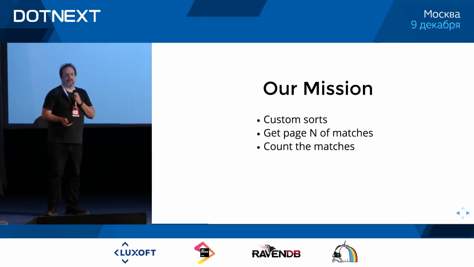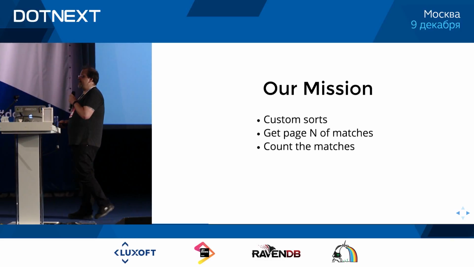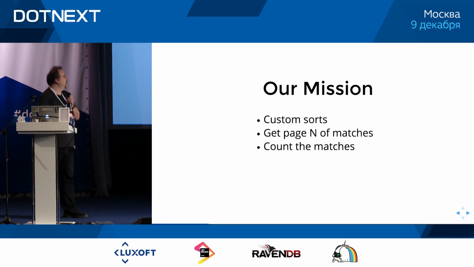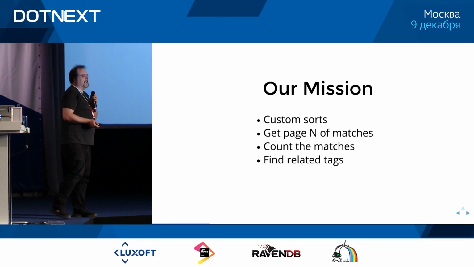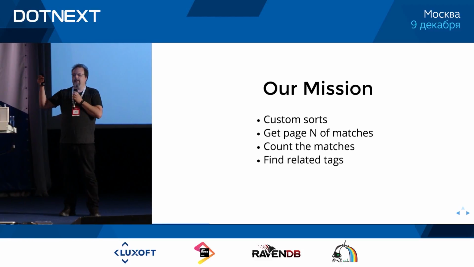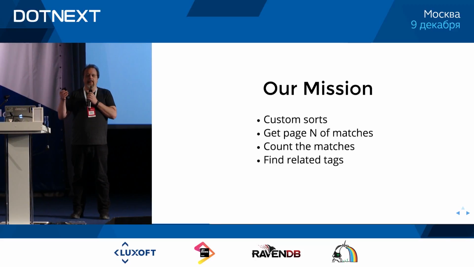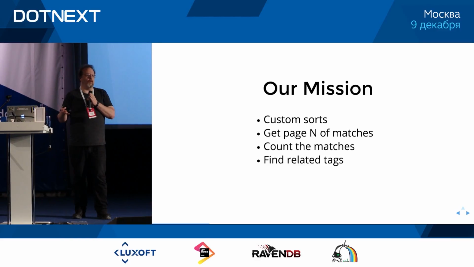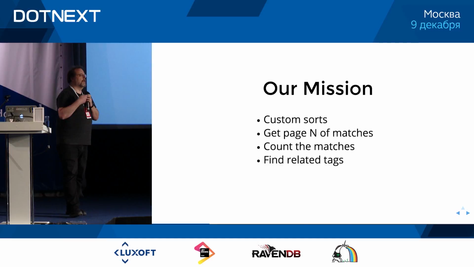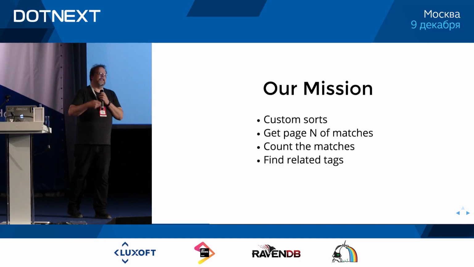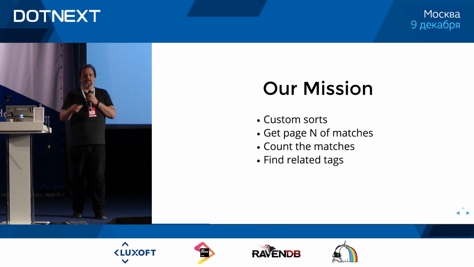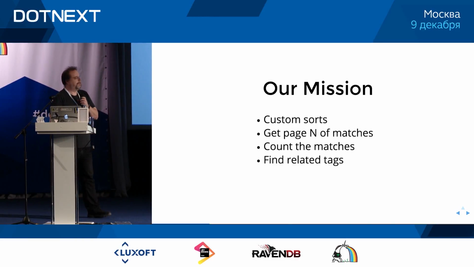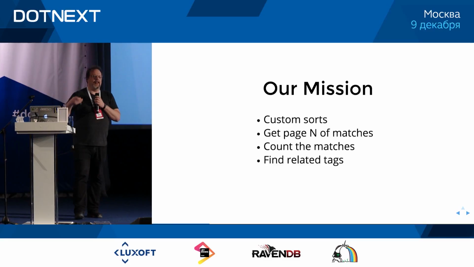We need to count the matches. So how many questions are there which are JavaScript but not jQuery? In order to do that, you need to scan the whole set. And then find related tags. So that means, given the criteria you have got, out of the result set, what are the other tags which are most prominent, right? So if you look, for example, just for JavaScript, it's very likely that you will get jQuery as a related tag. So this is what our software needs to do. I encourage you to start thinking a bit about how you would do it.